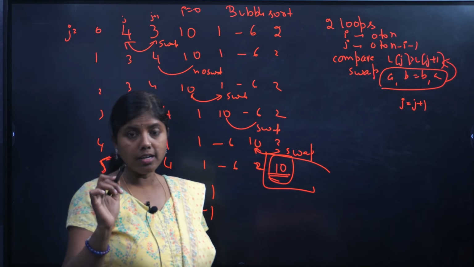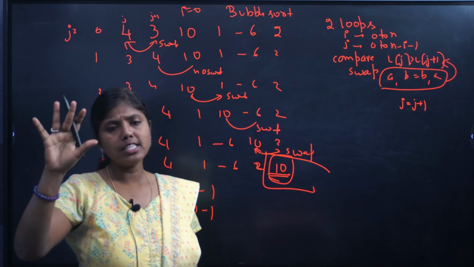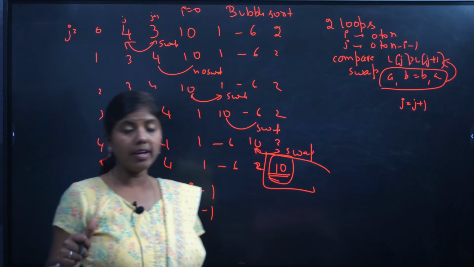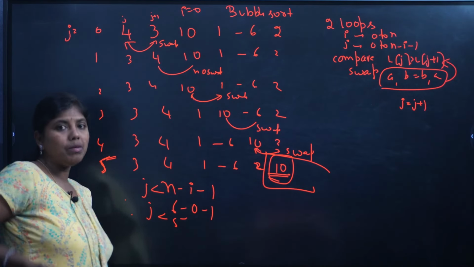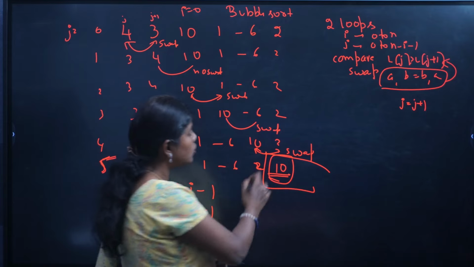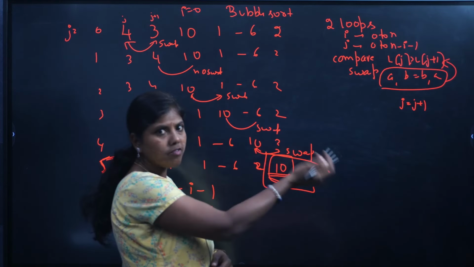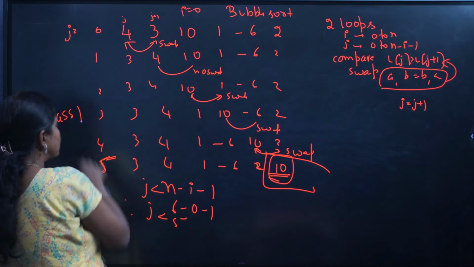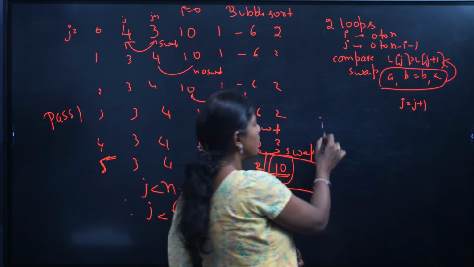Is the point clear? So remember, 6 elements means you need 5 comparisons. N elements means you need n minus 1 passes. Very simple. This is going to be pass 1. In the next pass, the second pass, what happens?